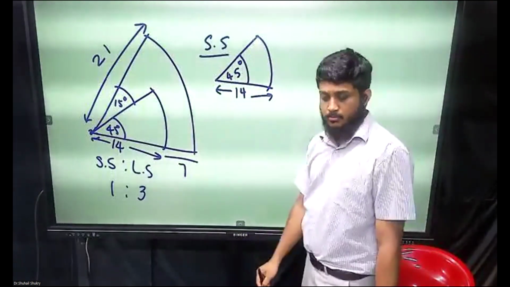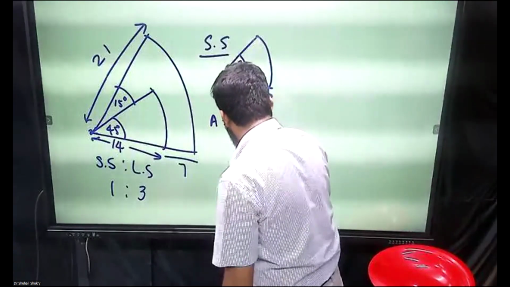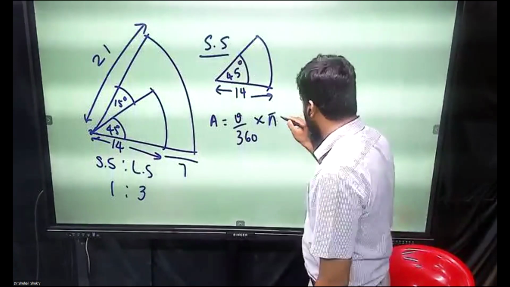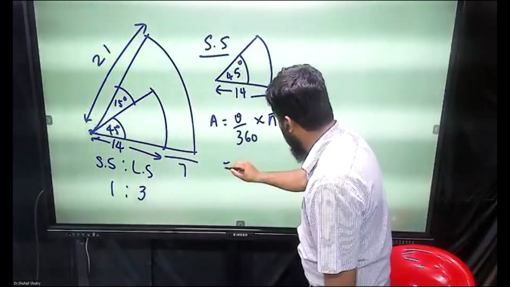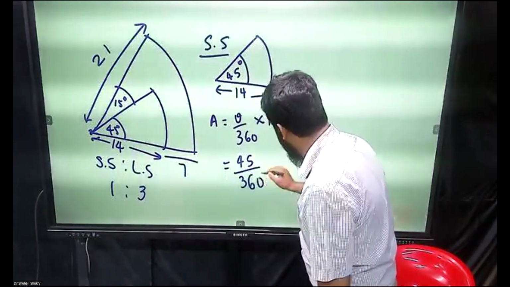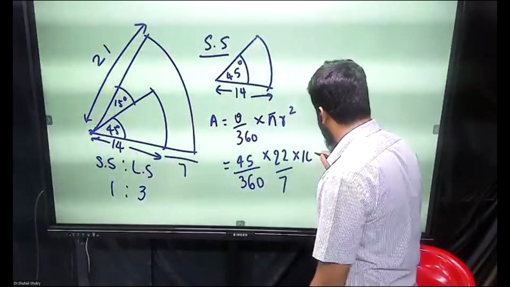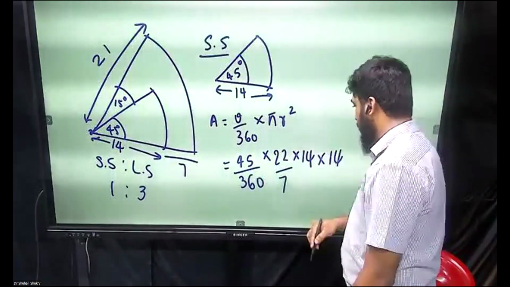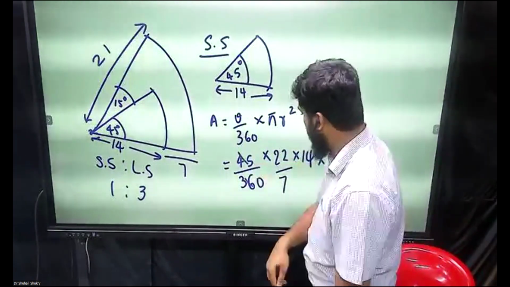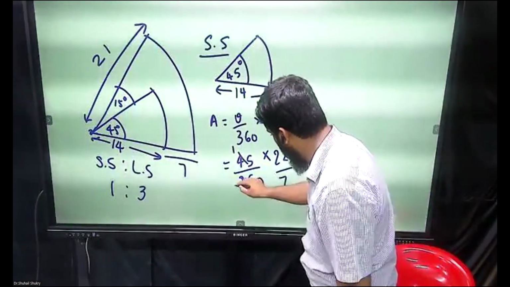Radius of the smaller sector? 14. Now, if I write the area, tell me the formula: area equals theta over 360 into pi r squared. Theta is how much? 45. Here, 360, and for pi, what should I write? 22 over 7. For the radius, I should write 14 how many times? 2 times. Cut 45 and 360: here 1, here 8.